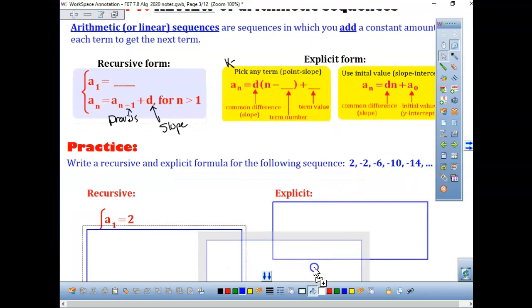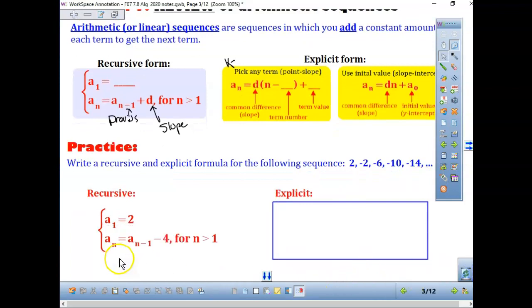Decreasing by 4. So this is going to be definitely arithmetic, right? So we're going to start with a sub n equals a sub n minus 1, that's our previous, and then minus 4, for n greater than 1. Making sure that this is like a subscript. So now we want to do our explicit formula.